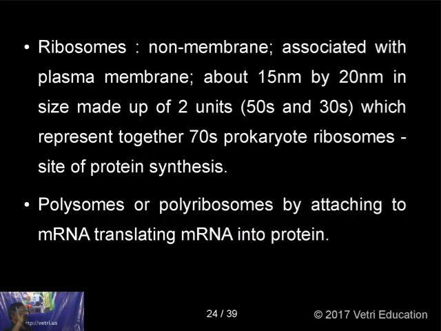The next, ribosomes, are non-membrane bound, associated with the plasma membrane, about 15 by 20 nm in size, made up of two units, 50S and 30S, which together represent 70S in prokaryotic ribosomes. These are the site of protein synthesis. The polysomes or polyribosomes: a bunch of ribosomes attach to mRNA, translating mRNA into protein, and unite together in a chain called a polysome.